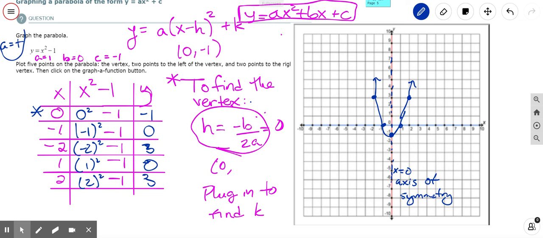You always need to get the vertex and then 2 to the left and 2 to the right. And this is going to be the formula you're going to find to get your h, and then you plug it in to find your k, and then you will have your vertex. And in this case, that was 0, -1.